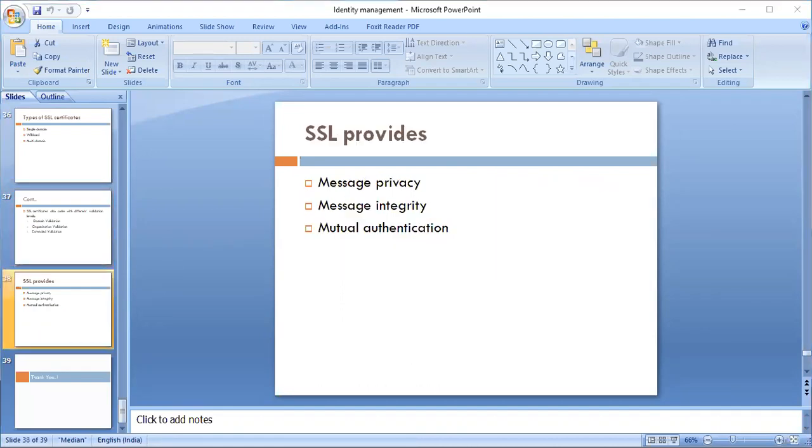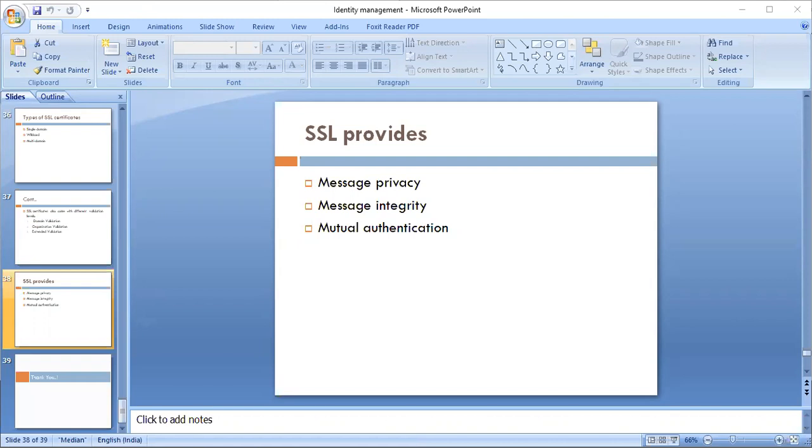And lastly, what does SSL actually provide? SSL on the whole is provided with three benefits. One is message privacy. By making use of asymmetric and symmetric key encryption, it ensures privacy because data is encrypted and will only be decrypted at the user end. So we can ensure message privacy with that.